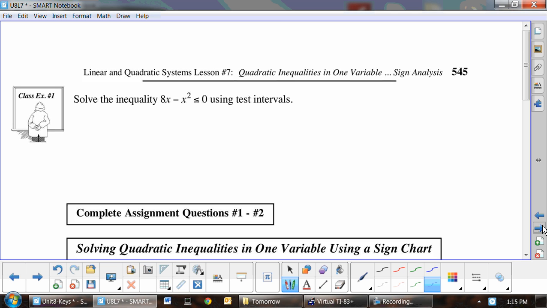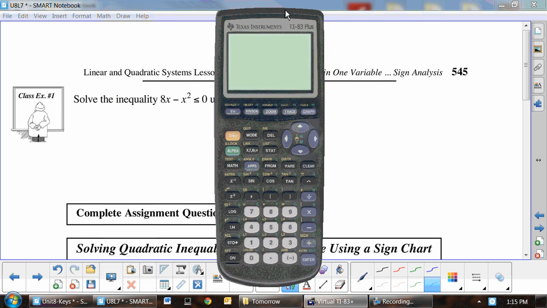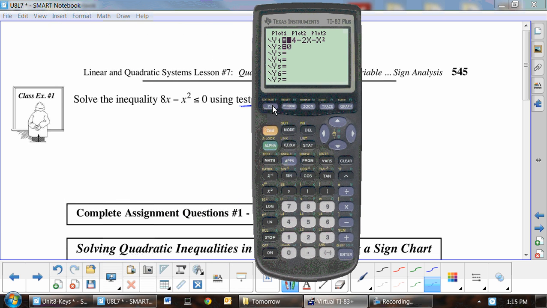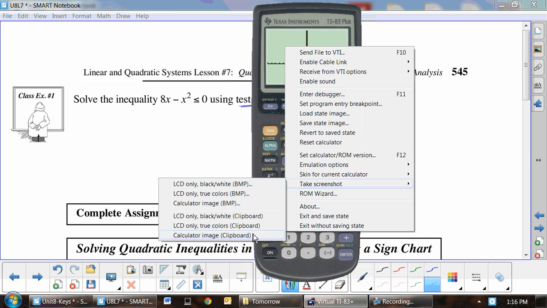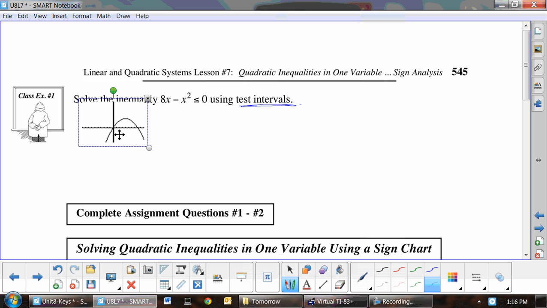So in this question they're asking us to solve the inequality using test intervals. So the first thing we want to do is, of course, graph it, because we want to be able to solve this even before we do anything else. So 8x minus x squared, like that. Okay, and so on your test, I'll be looking for a picture of the graph. I want to actually see a small sketch of it.